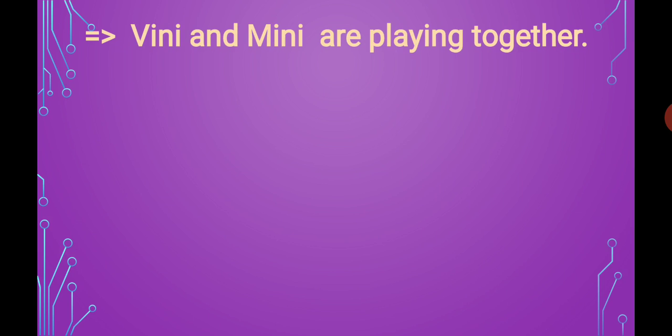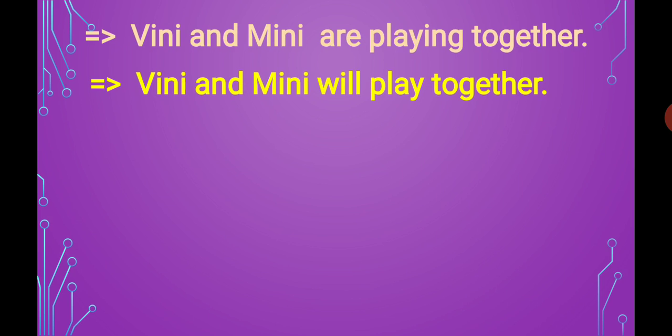Let's see more sentences. Winnie and Minnie are playing together. Are playing is the helping verb plus the ing form of the verb. Which tense is that? It is present continuous tense. And how do we make it simple future tense? We remove are and replace it with will, and remove ing from playing. The answer: Winnie and Minnie will play together. Understand?